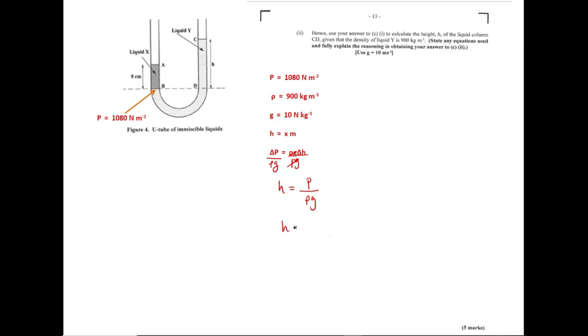We have pressure is 1080 newtons per meter squared, and then we divide by the rho, which is 900 kg over meter cube, and then we multiply by 10 newtons per kilogram. Again, let's just pull everything out now so we want to see how units can play out. This is why I use newtons per kilogram again.